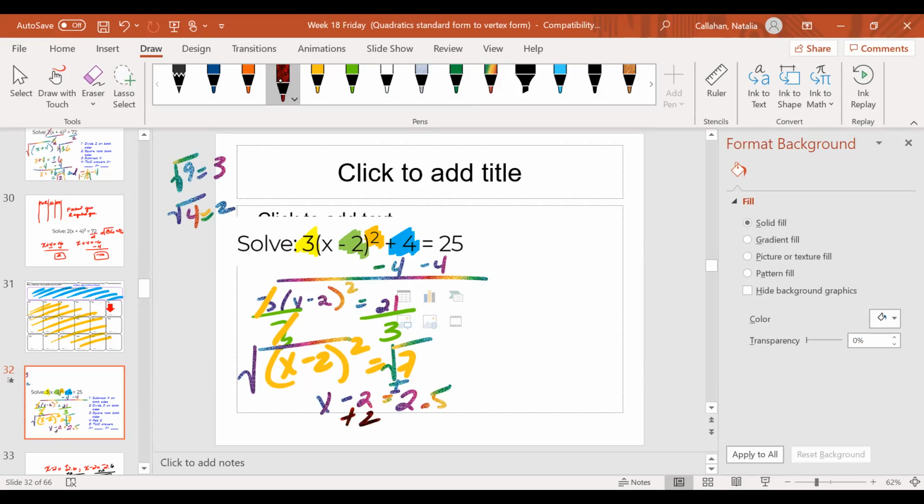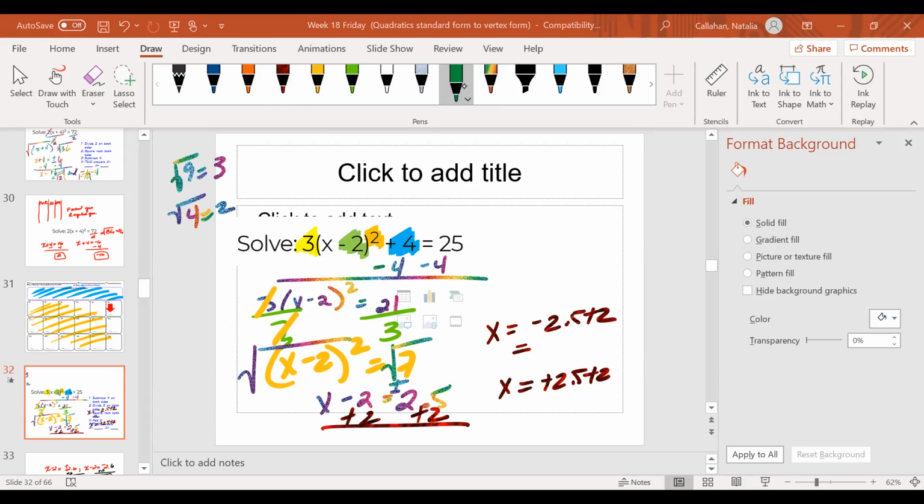So then you're going to add 2 on both sides. So then you have x is equal to negative 2.5 plus 2. X equals a positive 2.5 plus 2. So your first answer is going to give you a negative 0.5. Second answer is going to give you a 4.5. And that's it.